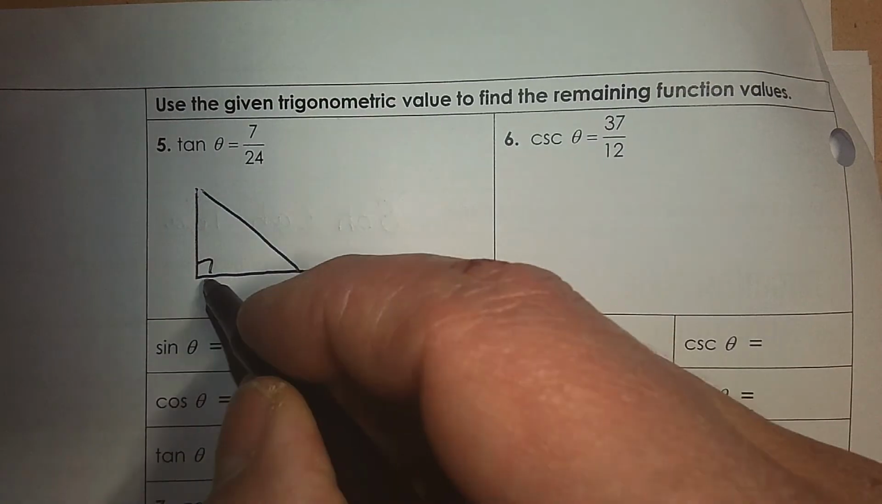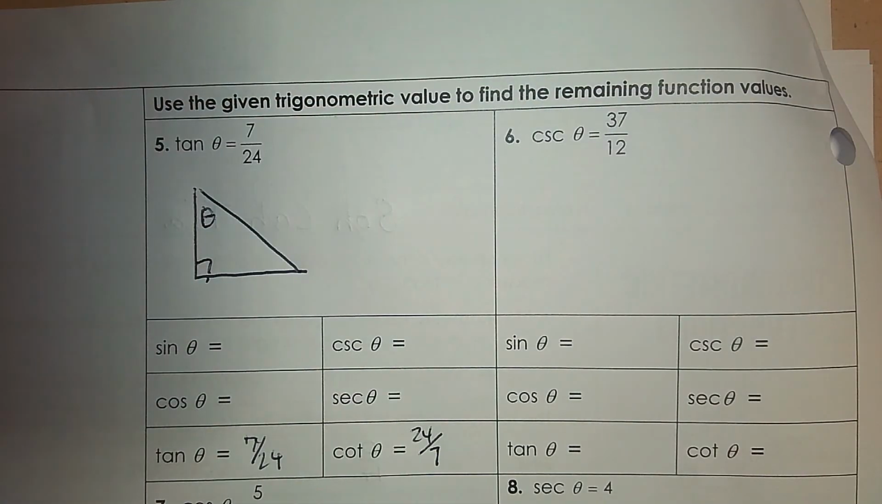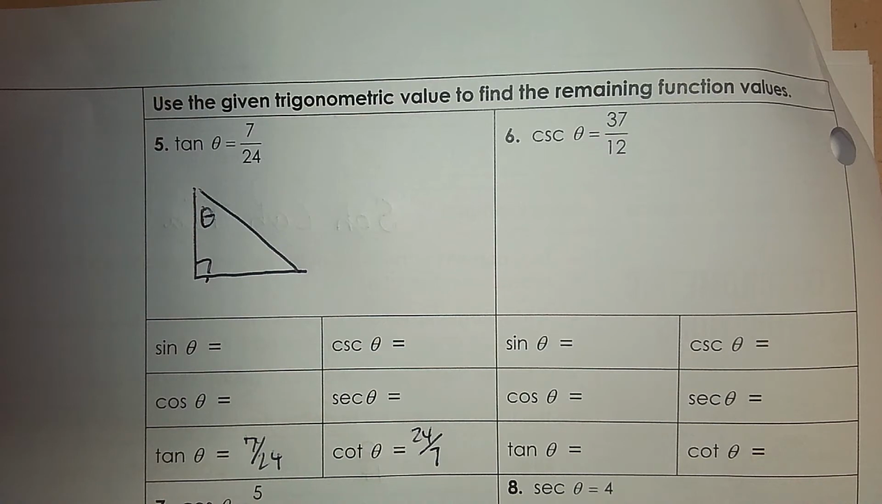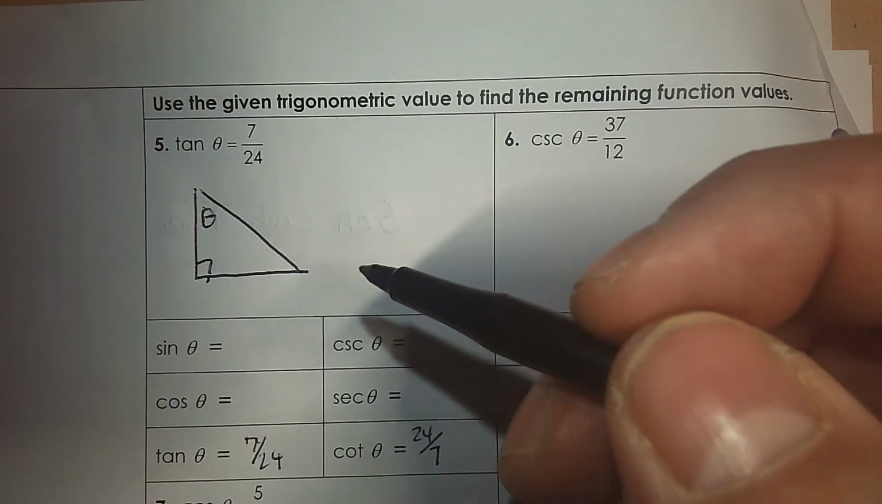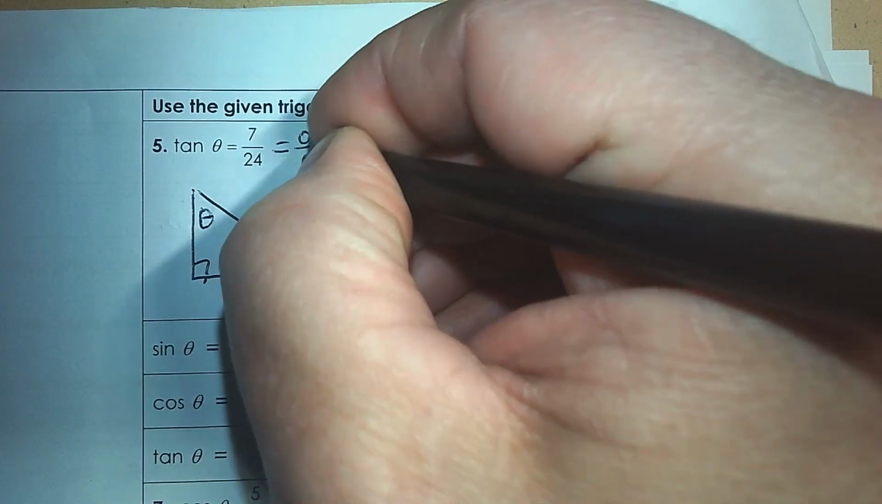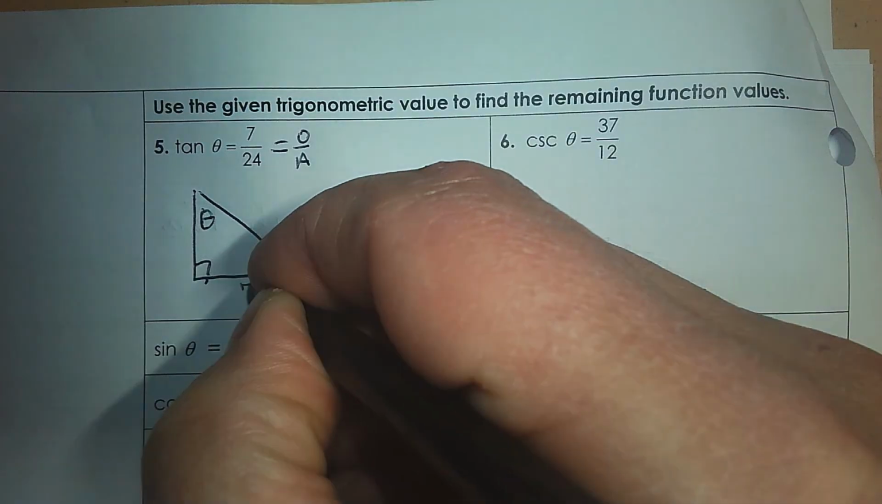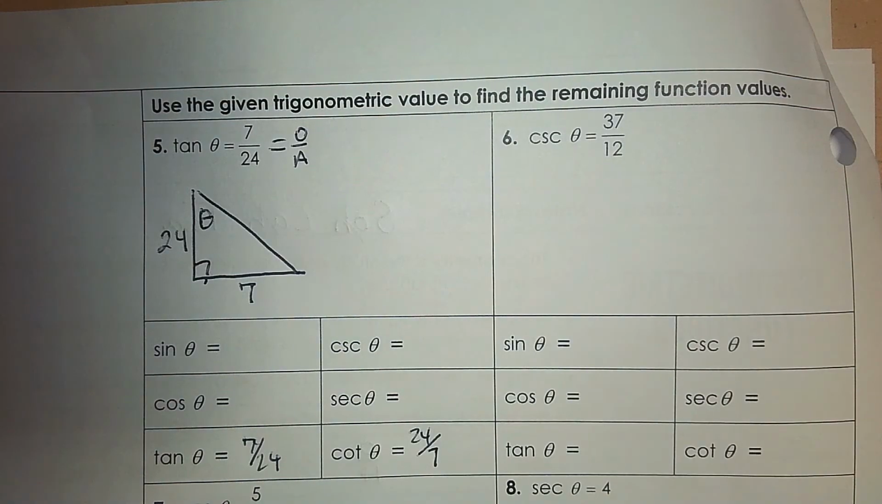Label the right angle, and then in one of the corners, it doesn't matter which corner, you're going to put in theta. Again, it does not matter which corner, because wherever you put it, the opposite side will go with it. So, tangent by definition is opposite over adjacent. So how big is the opposite side and the adjacent side? What don't I know that I need to find?